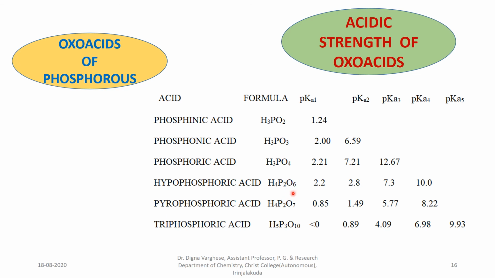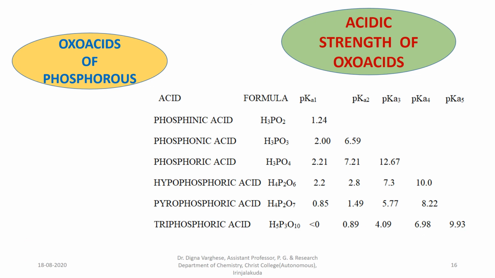Hypophosphoric acid, H4P2O6, is a tetrabasic acid, with pKa values 2.2, 2.8, 7.3 and 10. Pyrophosphoric acid is also a tetrabasic acid with molecular formula H4P2O7, with pKa values 0.85, 1.49, 5.77 and 8.22. Triphosphoric acid is a pentabasic acid with molecular formula H5P3O10. The first one is a negative value, and then 0.89, 4.09, 6.98 and 9.93.